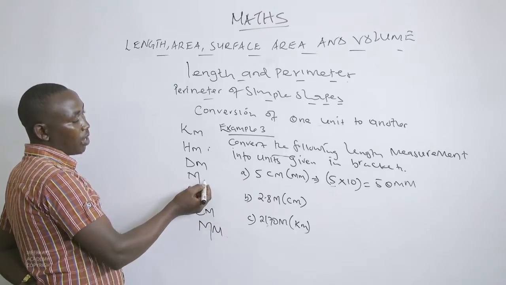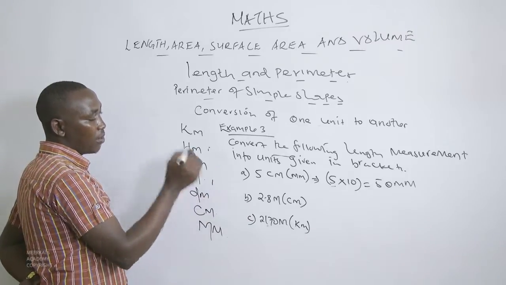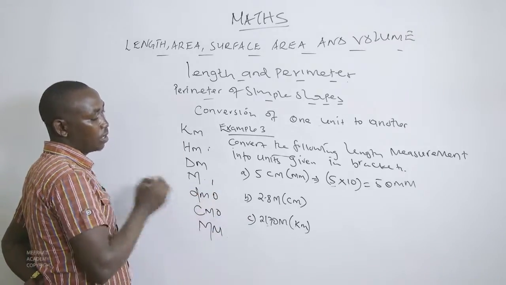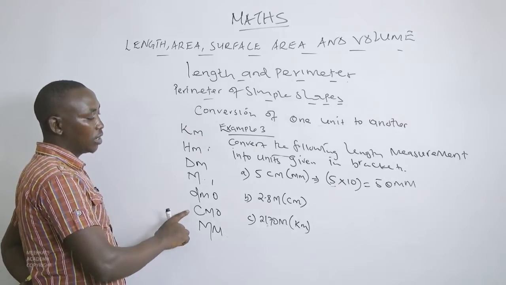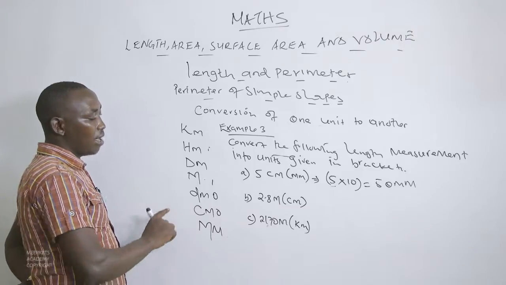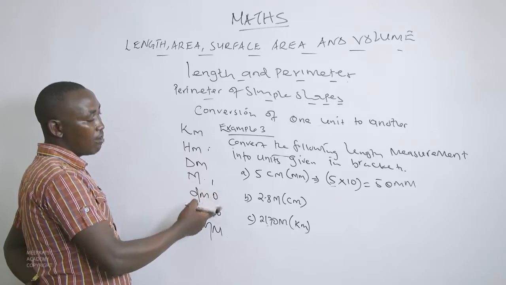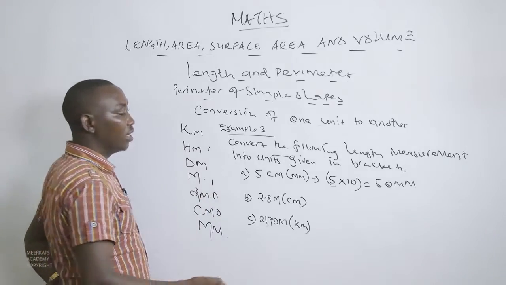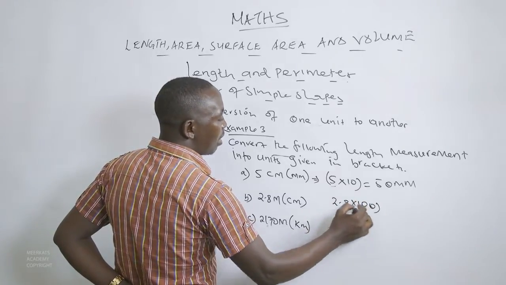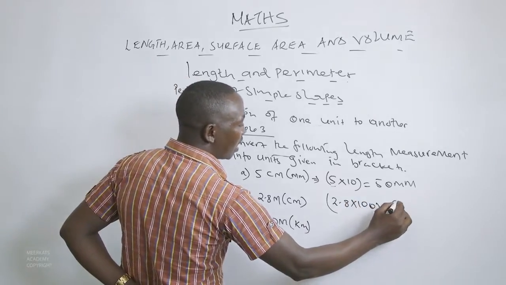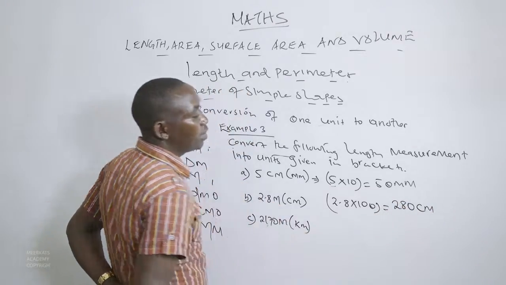We want to convert from meters to centimeters. So again, you come to where meters is, you also look where centimeter is. So you put there 1, then the remaining ones you put zeros. That will tell you that for you to convert from meters to centimeters, you need to multiply the given units in meters by a number with 2 zeros, and that will be 100. So this shall be 2.8 multiplied by 100, which shall give us 280 centimeters.